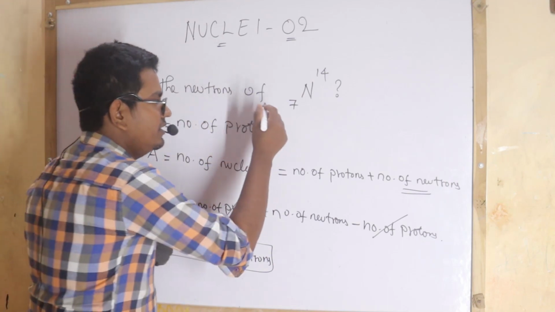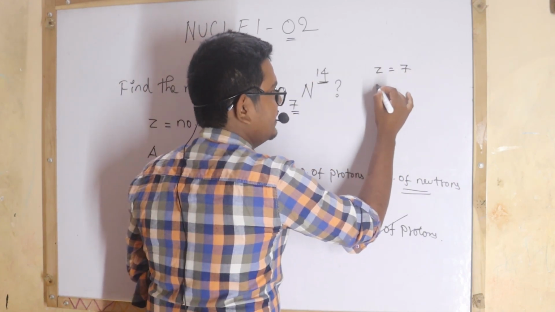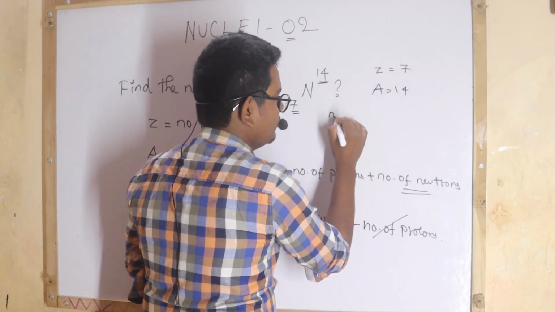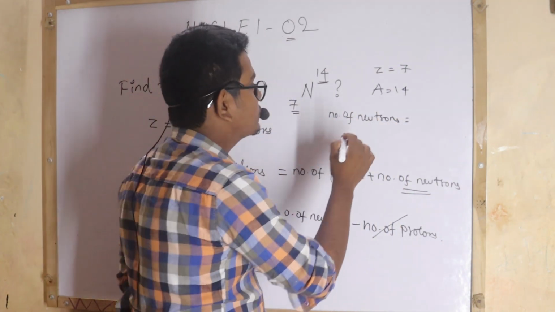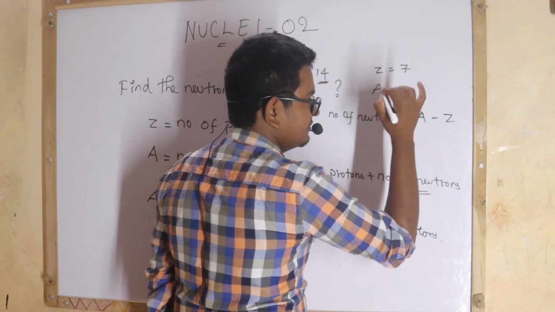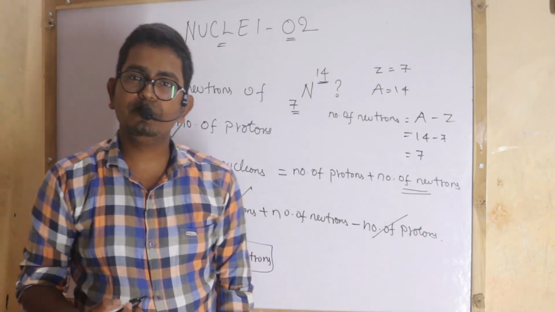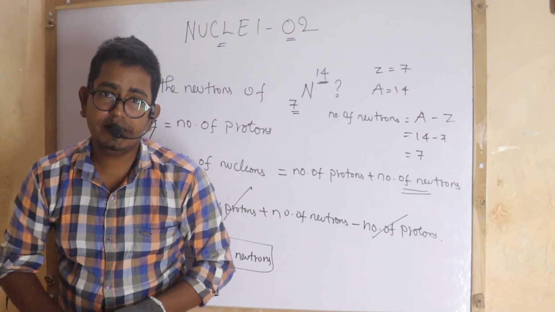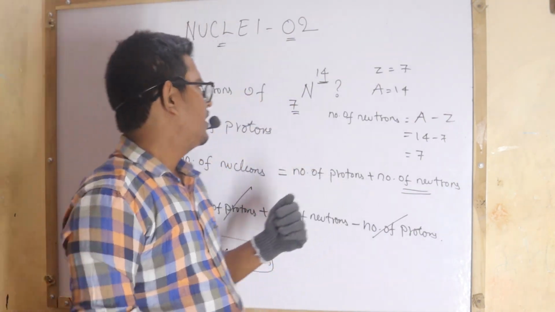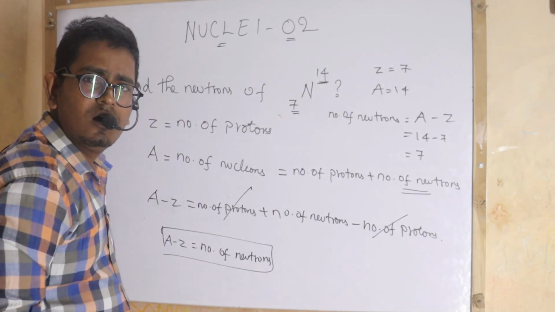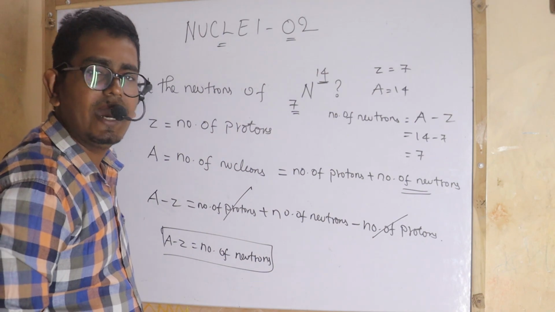So here the atomic number Z is 7, and the mass number is 14. Then the number of neutrons is equal to A minus Z, which is 14 minus 7, which is equal to 7. Therefore, the number of neutrons is equal to 7. This is how we should find the number of neutrons for various elements. Now we are going to start to know what isotopes, isobars and isotones are.